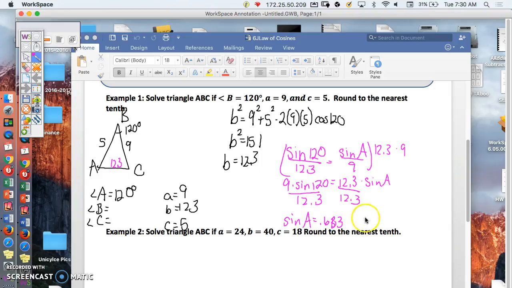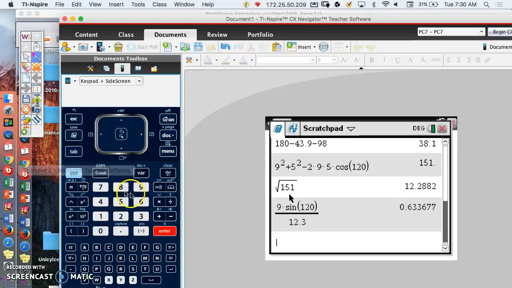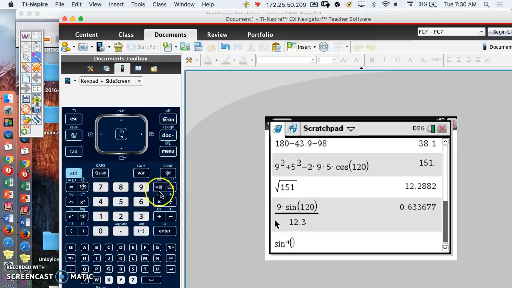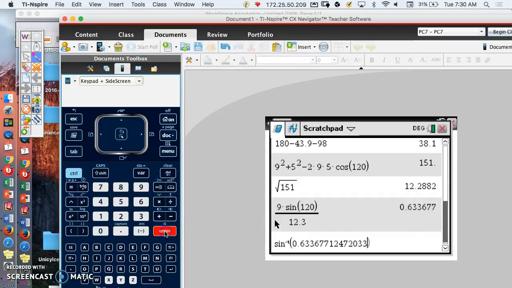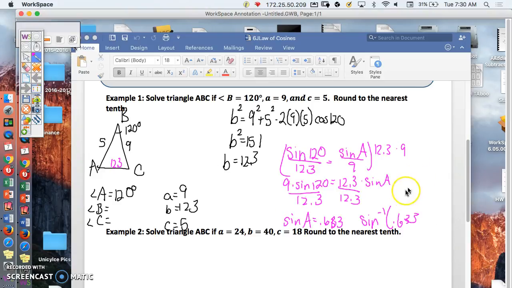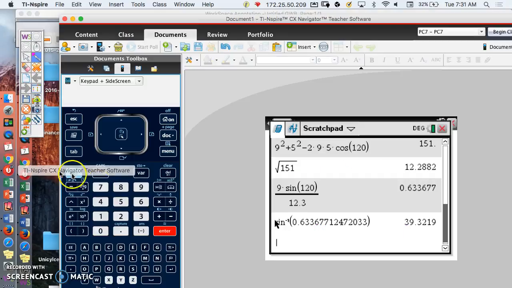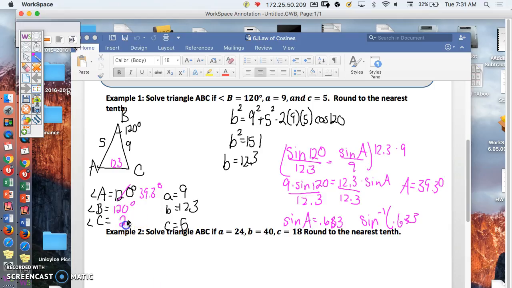And again, we're finding an angle. So we do the inverse. I'll just arrow up and grab that decimal. 39.3 degrees. Oh wait, sorry, I put that in the wrong spot. Okay, so A is 39.3. And then again, 180 in a triangle, so 180 minus 39.3 minus 120, and we have 20.7 degrees.